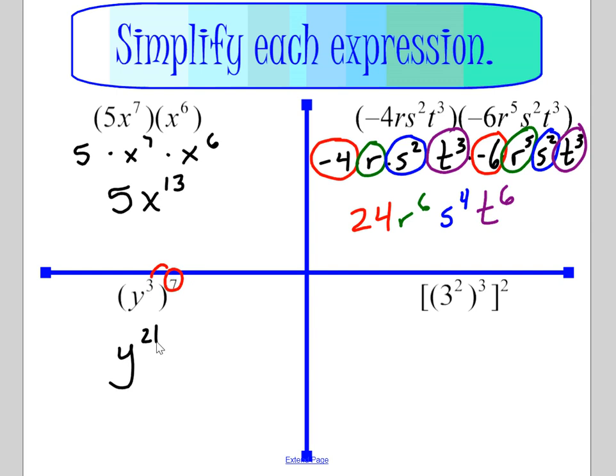On my next one, I actually have that thing. I have 2 power to a powers happening. So 2 times 3 is going to give me 6. So I can rewrite this as 3 squared to the sixth power. Now I have another power to a power. So I multiply the 6 times the 2 there. So I'm left with 3 to the 12th.